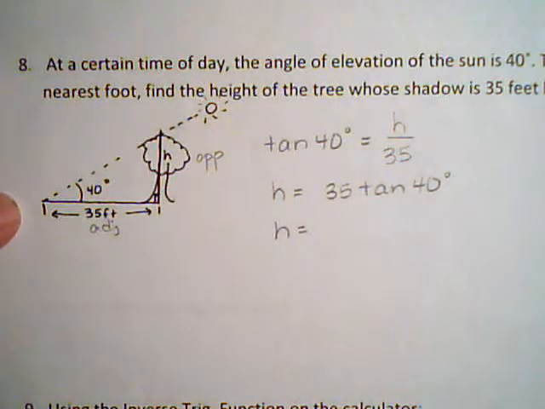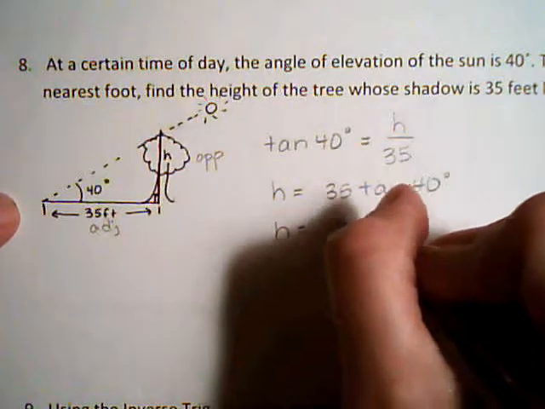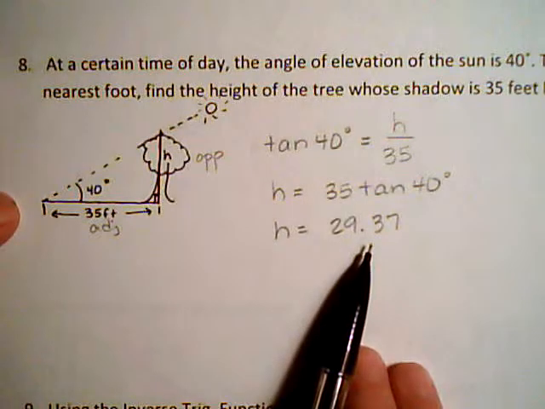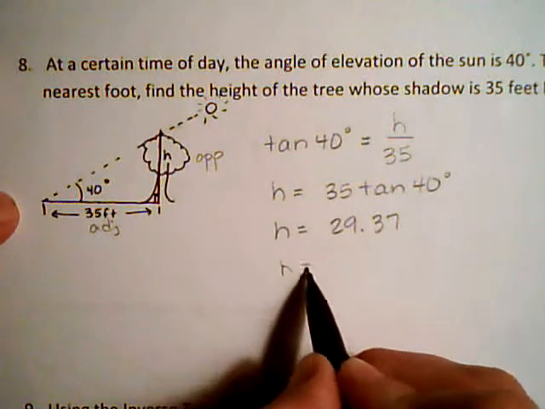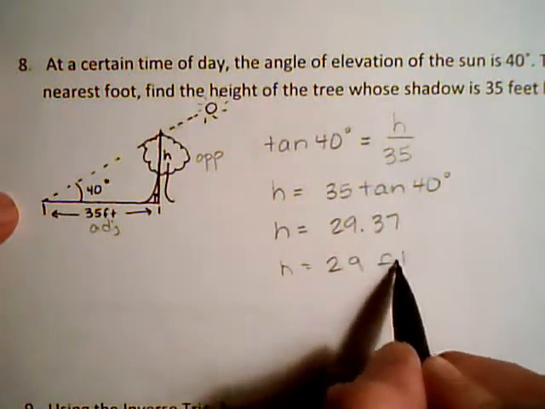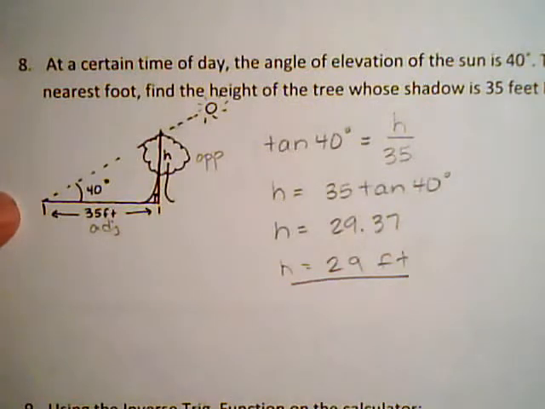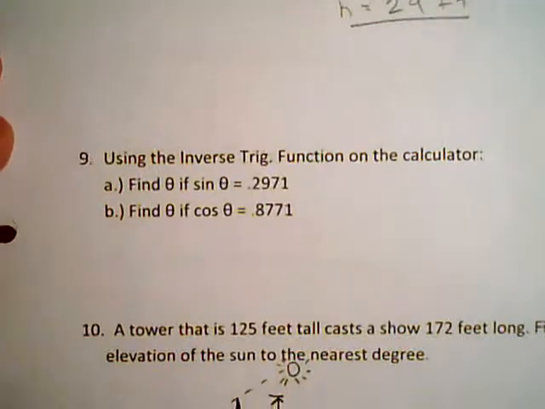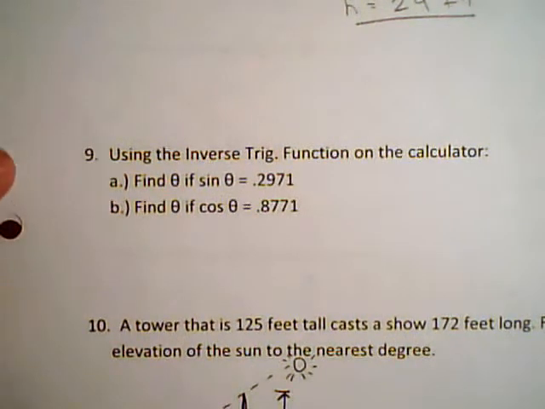Then go to our calculator, type in tangent of 40 degrees, then times 35, and I get 29.37. So then it says to round to the nearest foot, so that would be 29 feet. Make sure you pay attention on your homework as to how many decimal places or what they want you to round it to. Okay, number 9 is using a different key on the calculator than what we've talked about before.